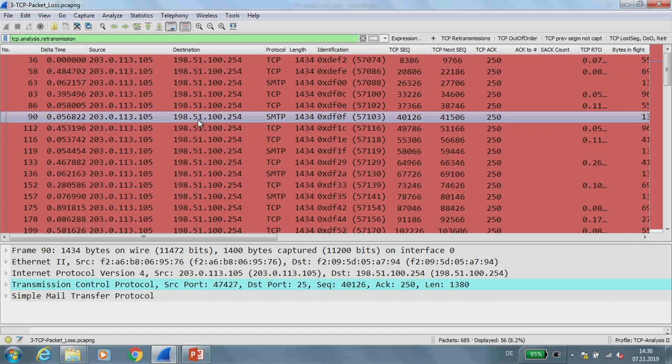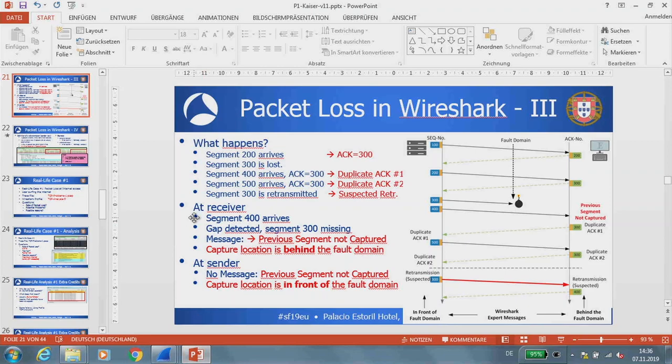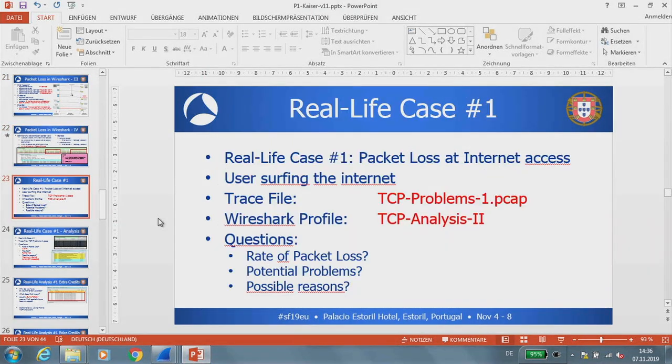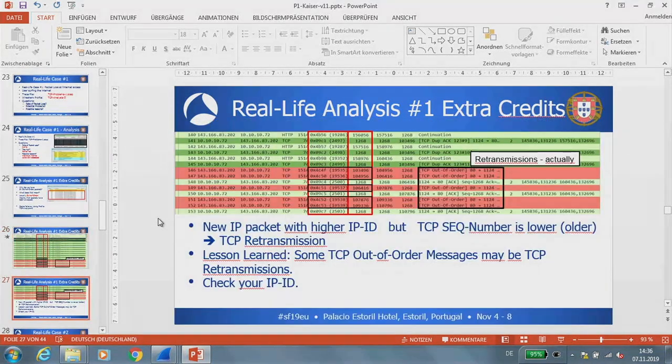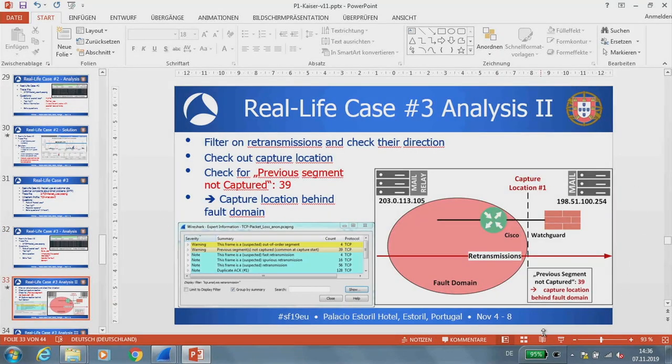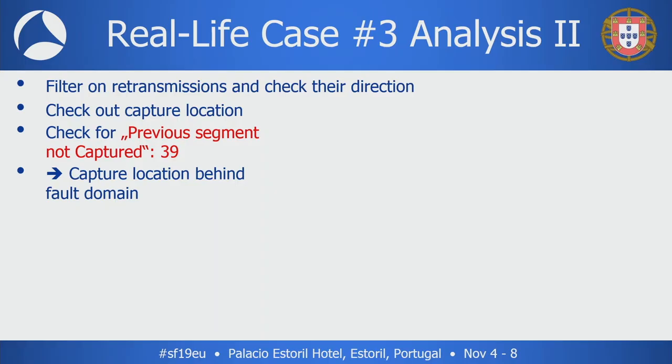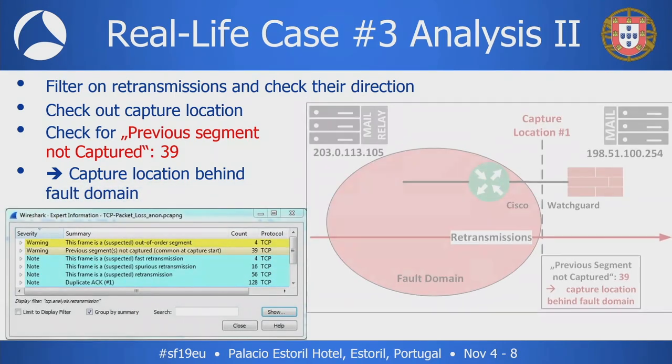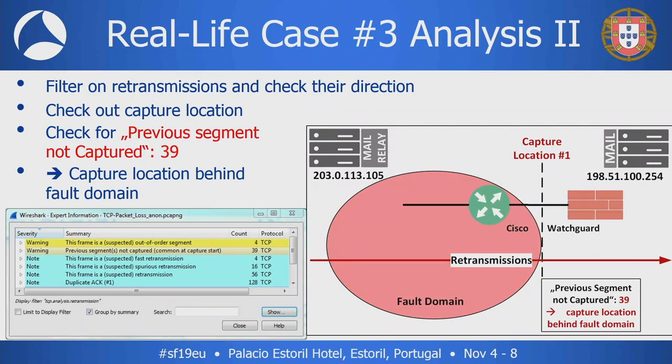Now, if I try to look at the slide with my network map, this is the point, and this is how we got to the conclusion. Now, this was our point of capture. And the only second symptom you need to watch out for is previous segment not captured, and whether it relates to that specific connection.